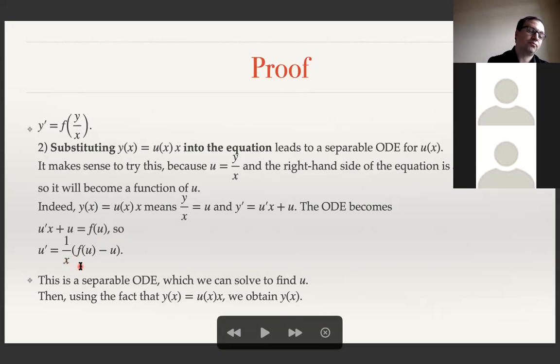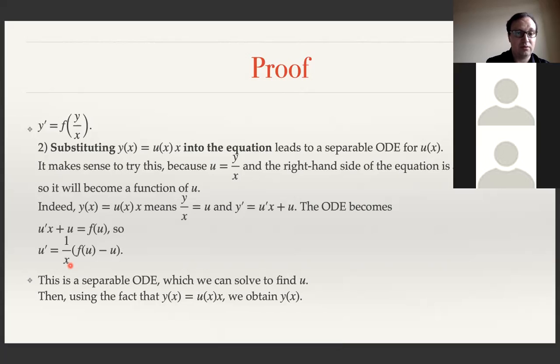So either way, if we avoid x equals 0, then we recognize that this is a separable equation. So u prime is equal to 1 over x, which is a function of x, times f of u minus u, which is a function of u. So it is a separable equation. And then we solve it in order to find u, and then using the fact that y of x is equal to u of x times x, after finding u, we multiply it by x, and we obtain y itself.